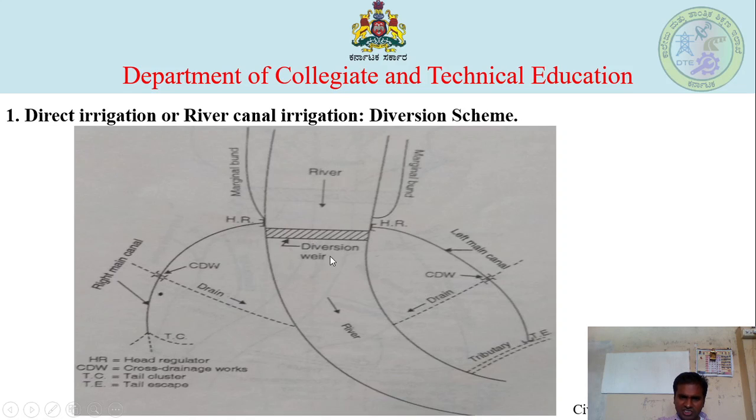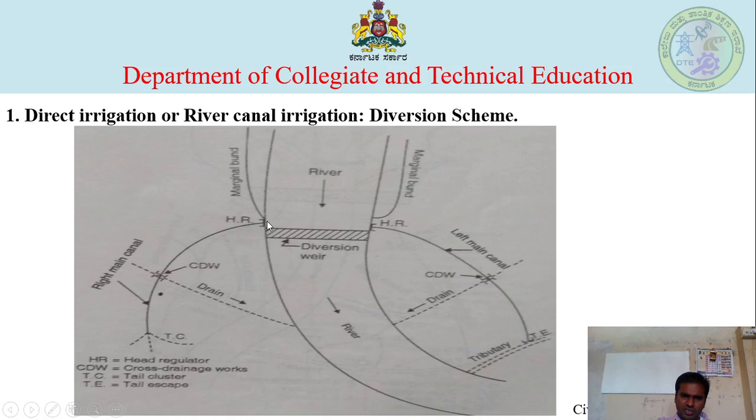By construction of this weir, the water level in the river is going to rise. On either of the two banks of this river, we are going to construct a marginal height of bund. This bund will avoid the toppling of water from the river. On the upstream side of this diversion works, we are going to provide a canal on the right bank as well as the left bank.